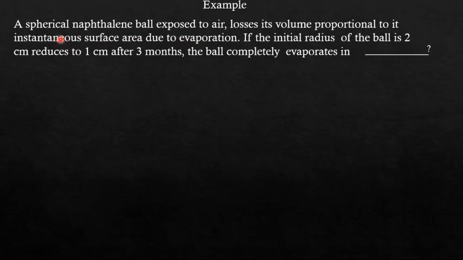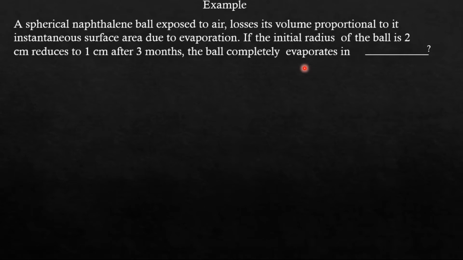Why instantaneous? Because as it is losing its volume, the radius would be decaying, so the surface area would also be reduced. So it is given that the initial radius of the ball is 2 cm, reduces to 1 cm after 3 months. So it is asking in how much time the ball will completely evaporate.